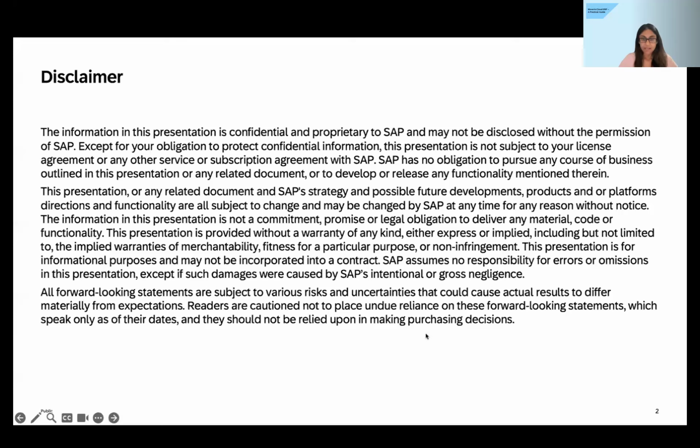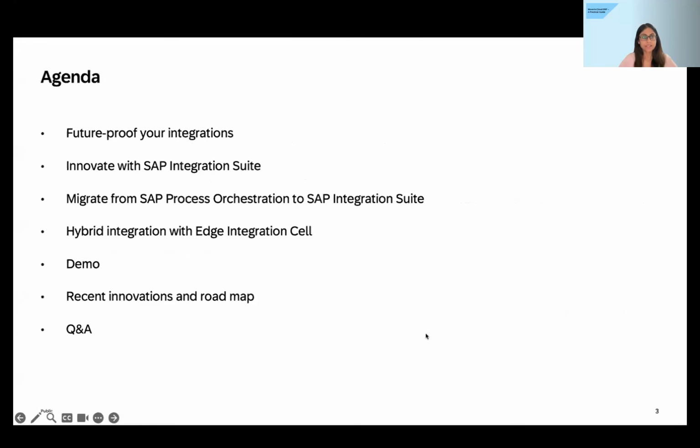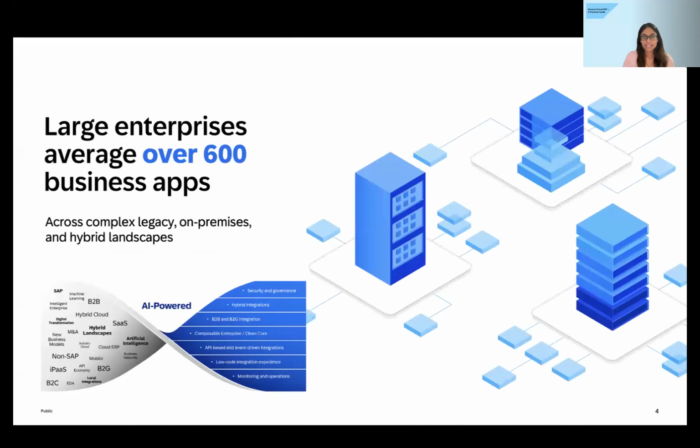So in the next minutes, we will discuss how you can future-proof your integration, innovate with Integration Suite, how you can migrate your process orchestration and process integration artifacts to Integration Suite, hybrid integration with Edge Integration Cell, a bit on the system with demos, and finally, we talk about recent innovations and the roadmap ahead. We will be open for questions. For you, we have 2 poll questions which we will ask during the session, so stay tuned. Okay, so let's get started.